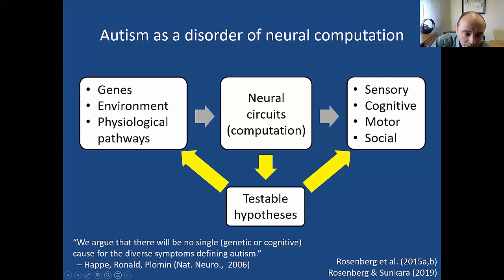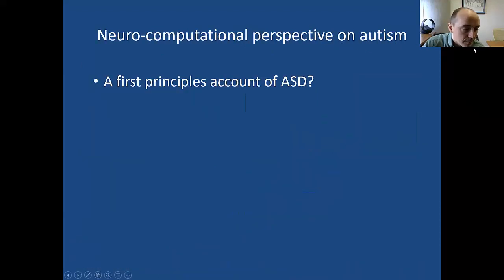A number of years ago, there was a relatively influential review paper from a number of prominent autism researchers who said, quote, "We argue that there will be no single genetic or cognitive cause for the diverse symptoms defining autism." And at some level, I certainly agree with this, but what I have proposed is that we can potentially reformulate autism and how we conceptualize it in a way that would allow for a first principle understanding of the disorder through disruptions in neural computation. And so in my seminar today, the first half, I will focus on the possibility of creating a first principle account of autism spectrum disorder.